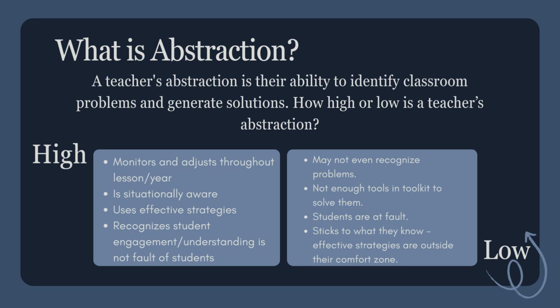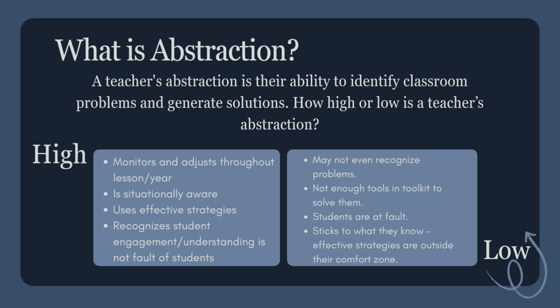If they're not getting student engagement, they're not going to say, oh, that's the fault of the student. They're going to say, there's something wrong with my teaching practice. They're going to come back and reevaluate that. That's a teacher with a high level of abstraction. They're going to problem solve. They're going to go back to the beginning.